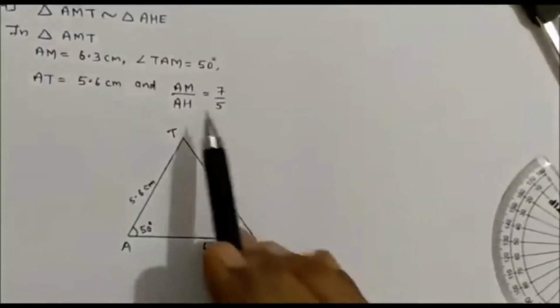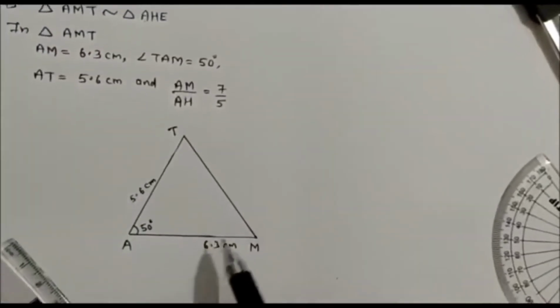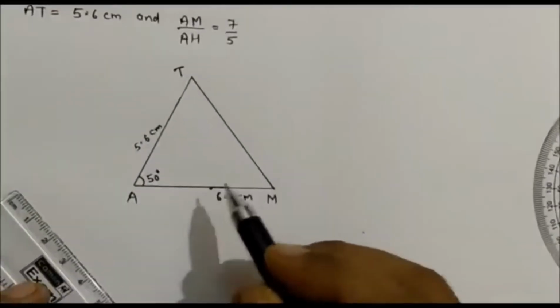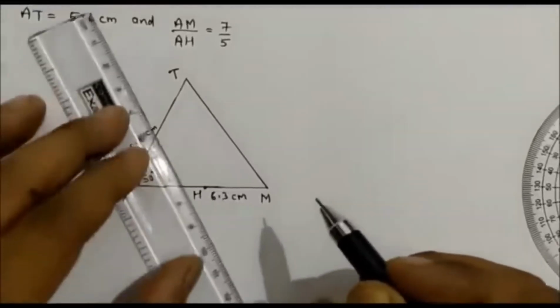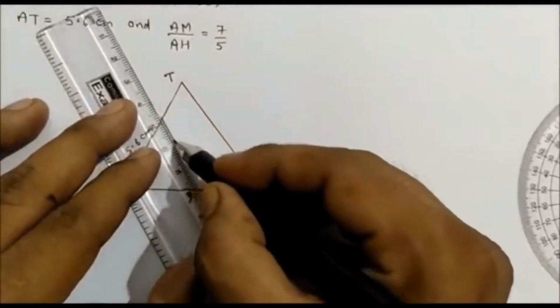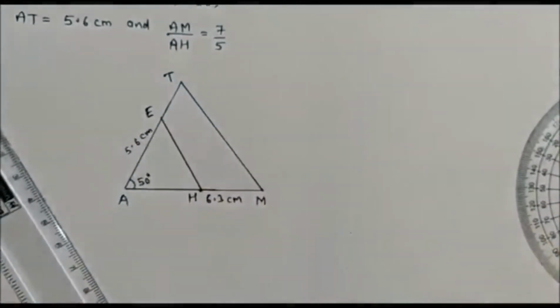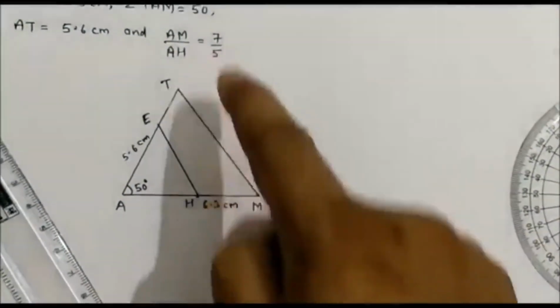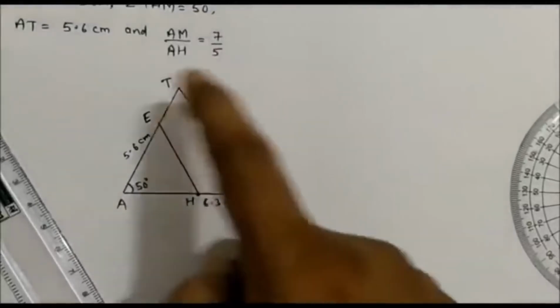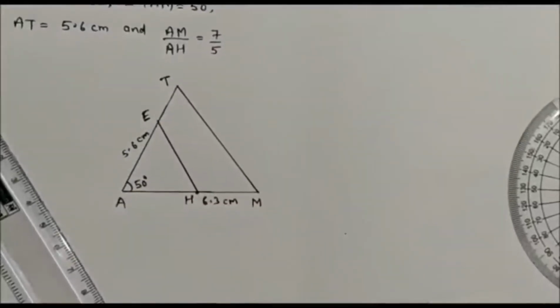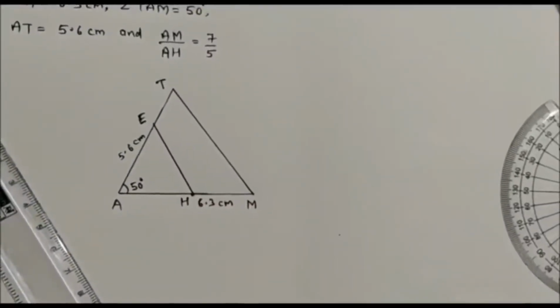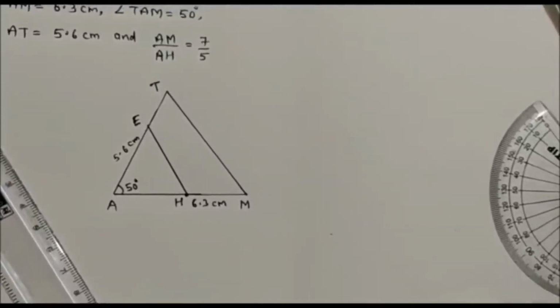Another triangle is now AHE, and the ratio for AH is 5. So we'll mark one point here, H, and join it here. We'll mark point E here. So this is the triangle AMT, and the other triangle is AHE. So this we have to construct as a rough figure. Now students, you can draw the rough figure.